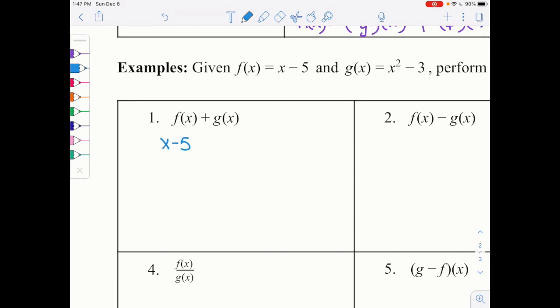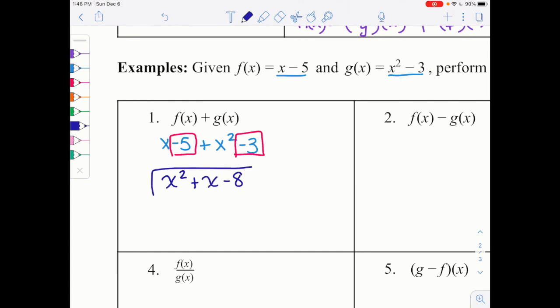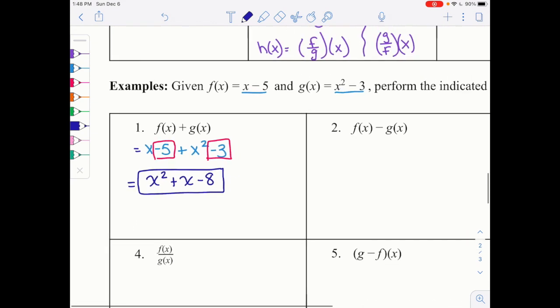So I'm going to take my x minus 5, which is my f, and I'm going to add that to my g, which is x squared minus 3. The only like terms here are -5 and -3. When you write your final answer here, you should write it in order from highest exponent to lowest. So this is the proper final answer of f plus g. That would be our new function. So we've added those two functions together to get a new quadratic function with 3 terms.